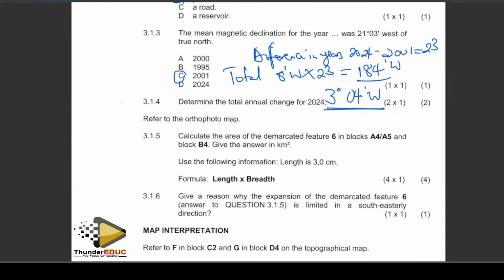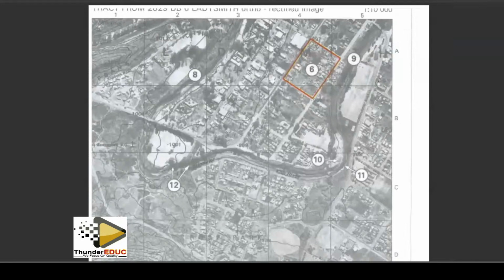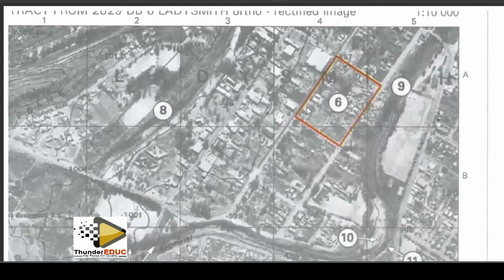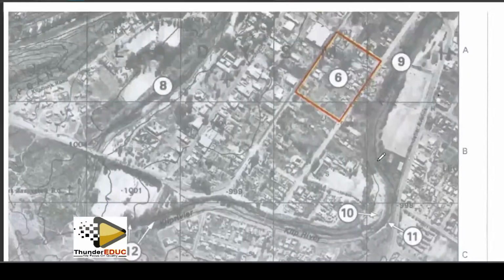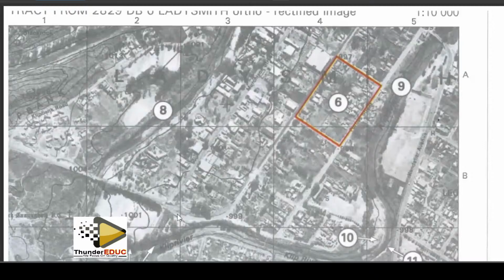Let's go to the topographic map and see where the feature is and try to make sense from how it looks. Right, the feature in question is this one here, the feature which is labeled 6. We are already given 3 centimeters as the longer side of the feature. According to my measurement, I also found 3 centimeters on the longer side, which is the length of our feature. If you measure accurately, you would get 3 centimeters. Then according to my measurement, I got 2.2 centimeters on the other side.